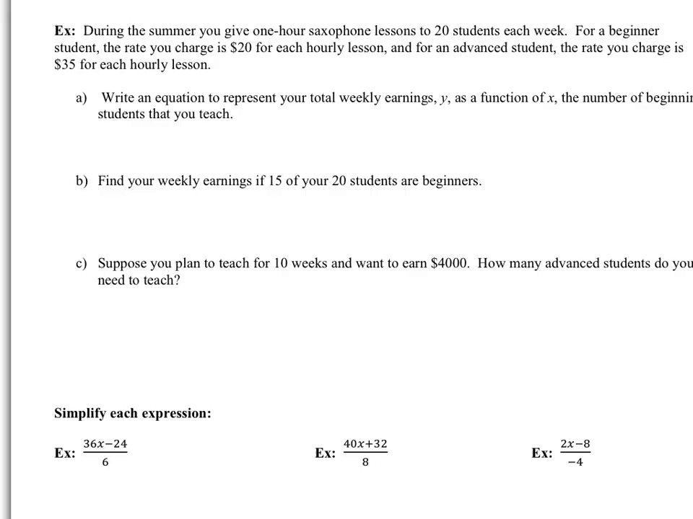So in this problem, you're giving 1 hour saxophone lessons. You're giving it to 20 students each week, and those students can either be beginner or advanced. Beginner students cost $20, and advanced students cost $35, or that's what you charge them. So we're going to write an equation to represent your total weekly earnings, y, as a function of x, the number of beginners.